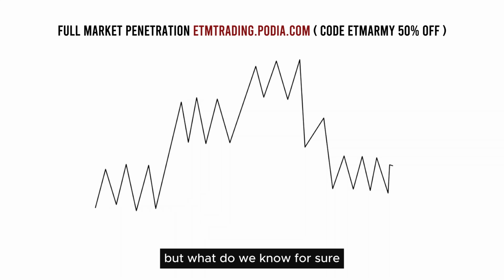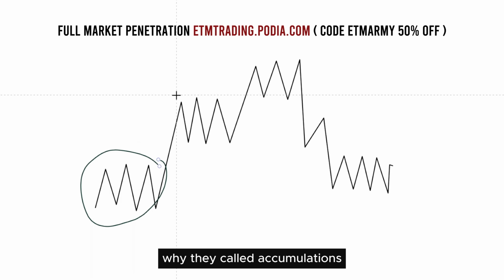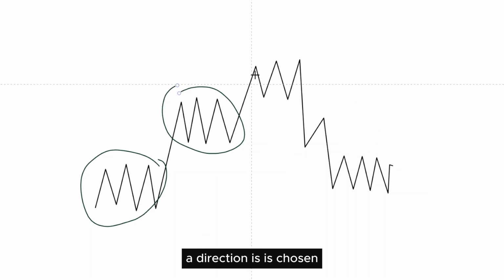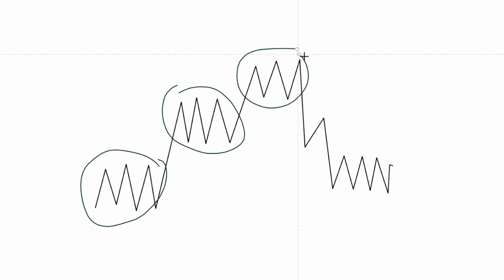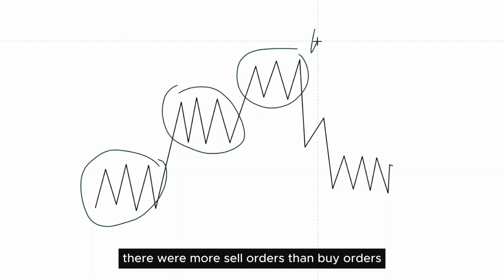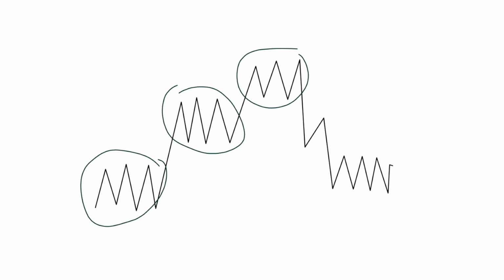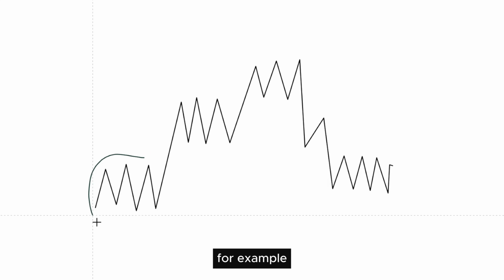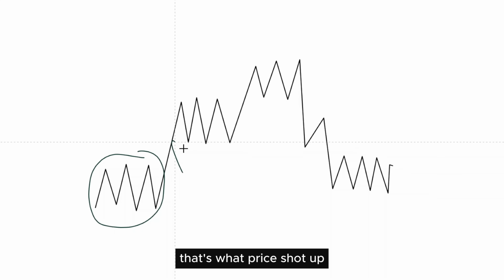But what do we know for sure? We know that the liquidity is injected in those accumulations. Why are they called accumulations? Because orders are piling up. Once the orders pile up, a direction is chosen. So in this accumulation right here, there were more sell orders than buy orders. That's why price dropped. Again, let's use this accumulation, for example. In this accumulation, there were more buy orders than sell orders. That's why price shot up.